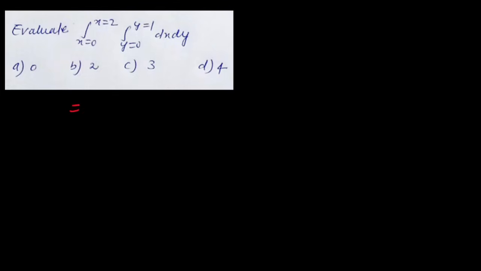Integration of dx is x, limit of x is 0 to 2, and integration of dy is y, limit of y is 0 to 1. So basically this is (2 minus 0) into (1 minus 0). So the answer is 2. So the correct option is 2 here. Very easy question. Next.